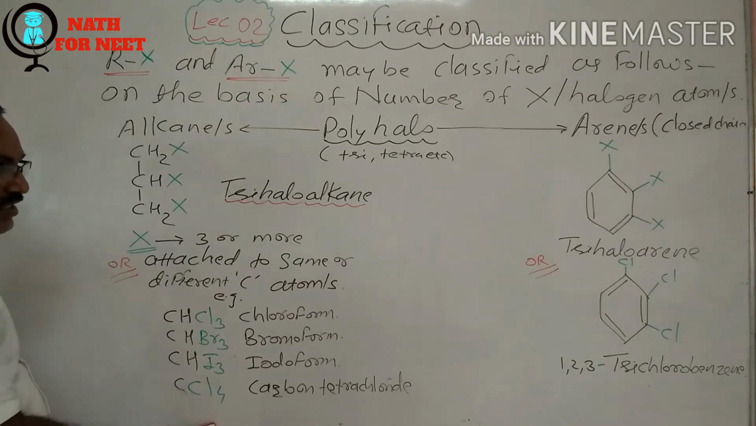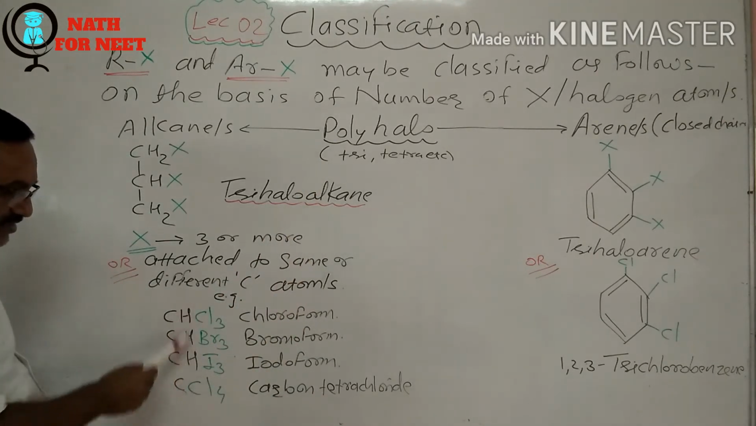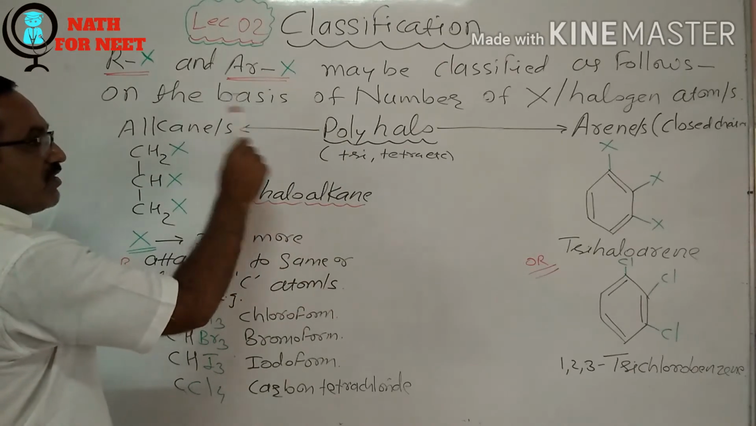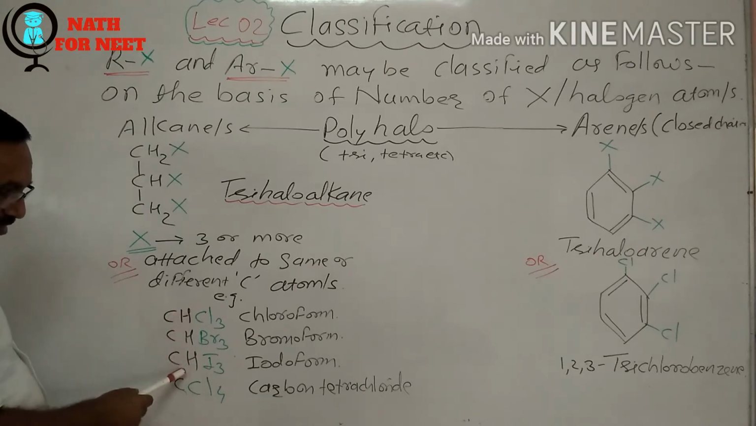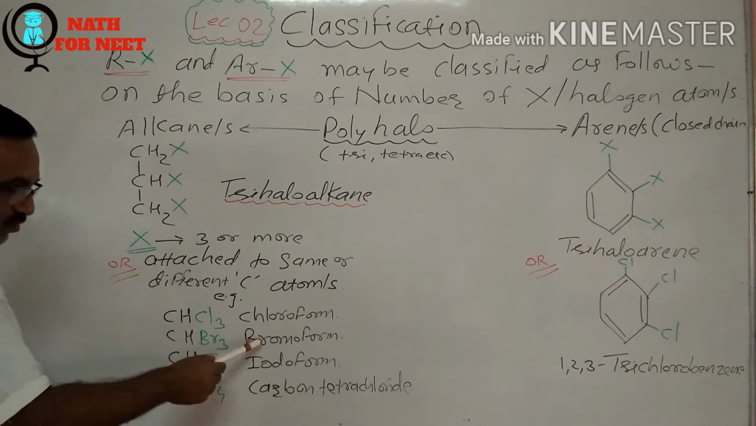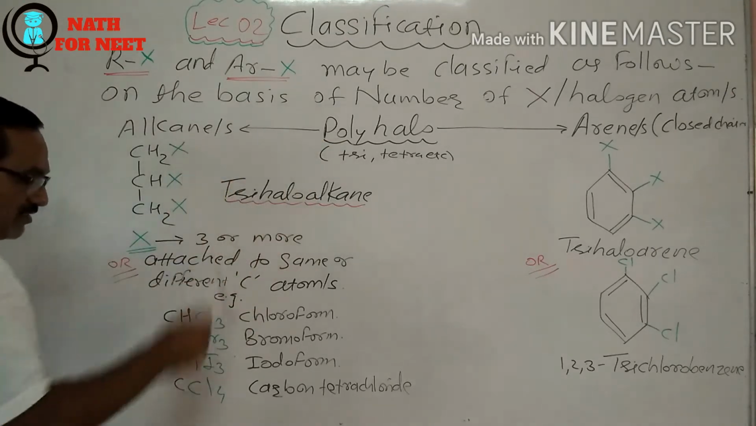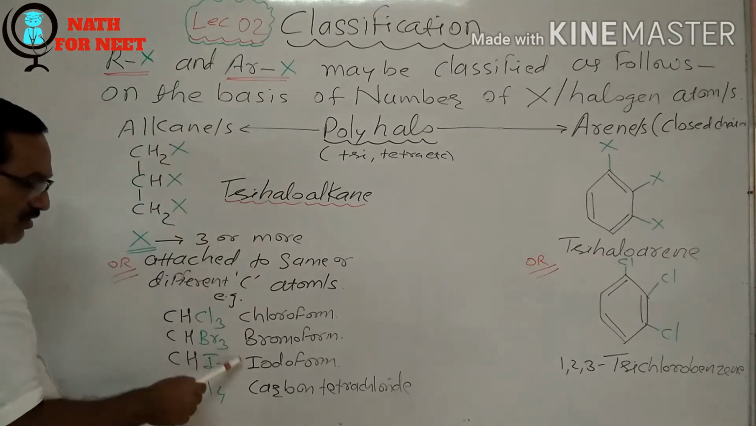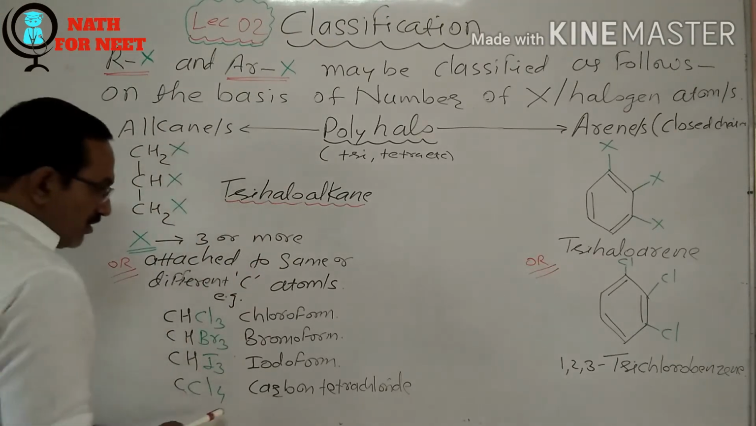Here 4 halogen atoms are there. In this case 4 halogen atoms are there. Then for these three cases, you have to see here, polyhaloalkanes in tri form. Why? Because chloroform, bromoform, iodoform all represent polyhaloalkanes. All these three, as well as this one, also represent polyhaloalkanes. So in these three, 3 halogen atoms are there.